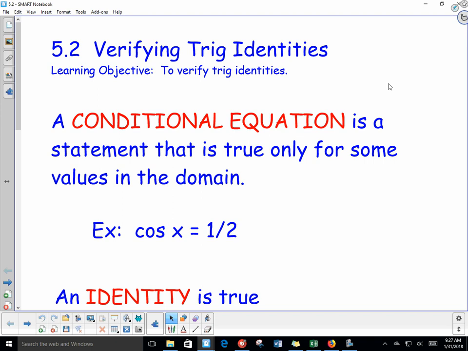For example, cosine x equals 1/2 would be a conditional equation because this is only true for certain values of x, like for example pi over 3. But it doesn't work for pi over 6, doesn't work for 0, and so on.